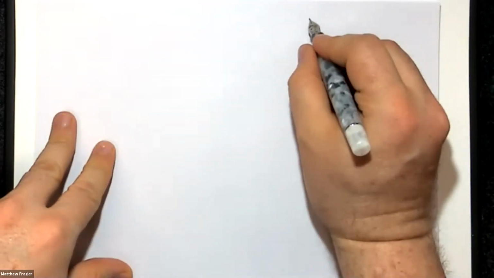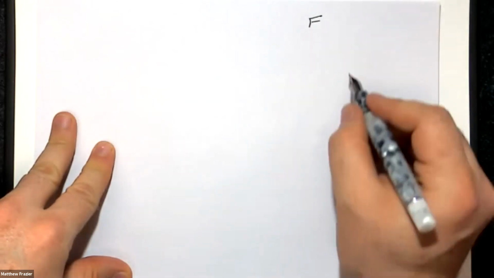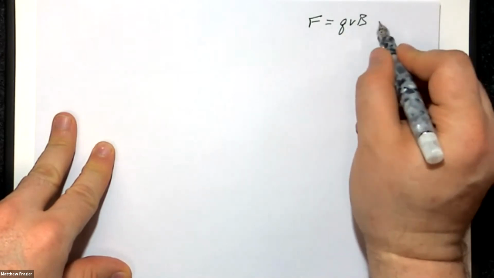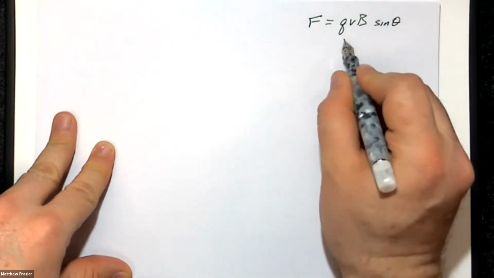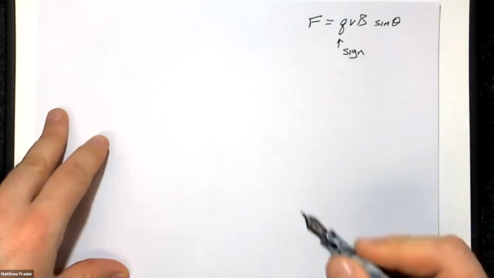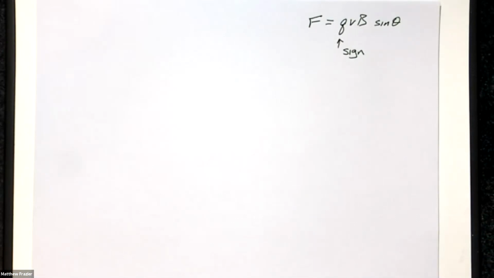We have that when we have current in a magnetic field, it matters, right? Because our force is going to look like QV sine theta. And this has a sign. It's either positive or negative. So the force changes whether it's an electron or a proton or any other positive or negative particle.